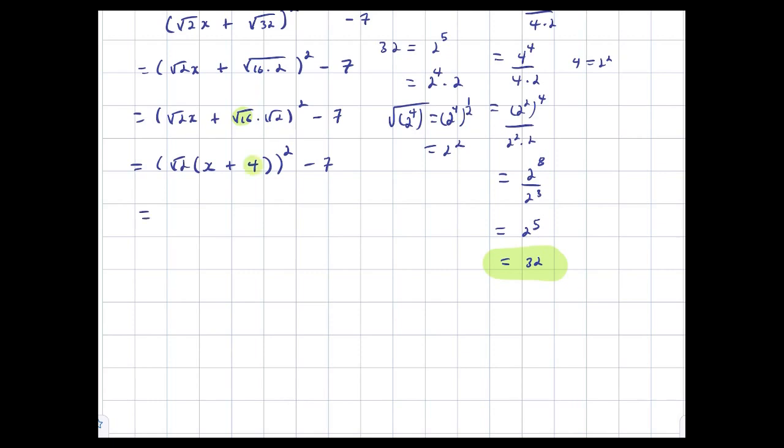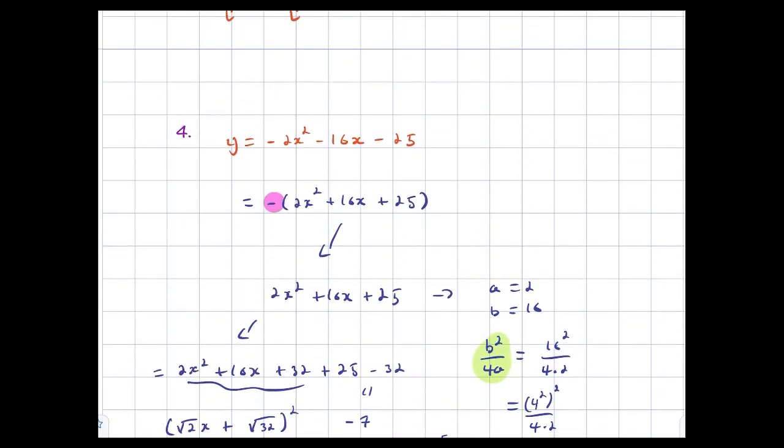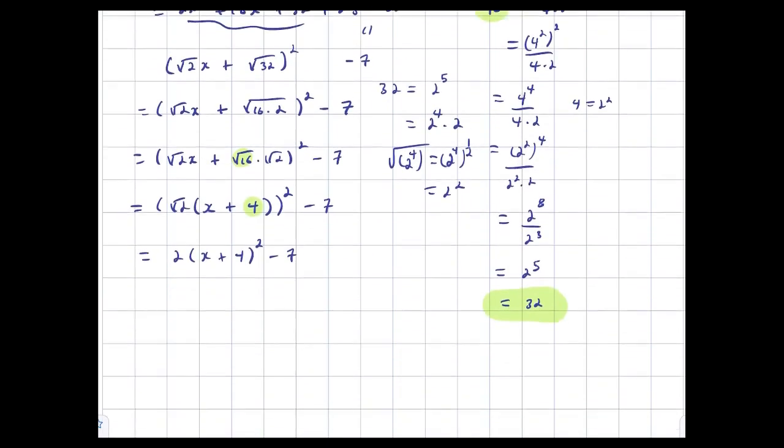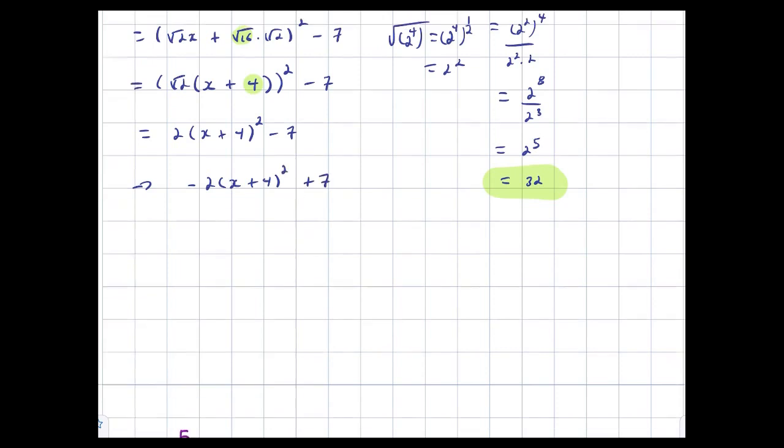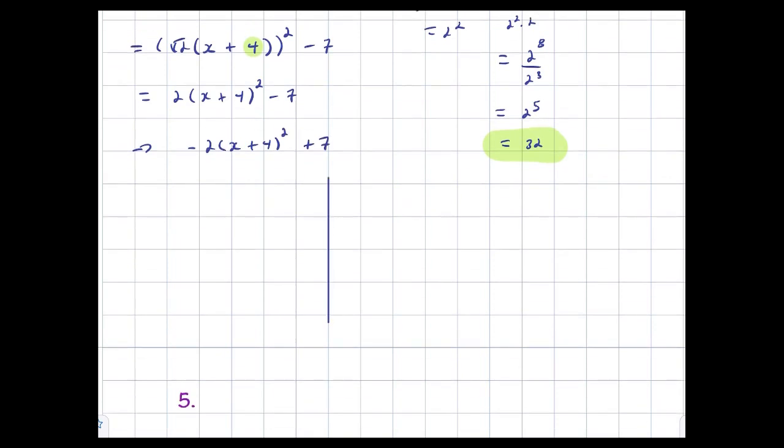And last but not least, I square the root 2, and I get 2 times x plus 4 squared minus 7. And after all that, I can't forget that I factored out a negative 1 up here. So I have to multiply the whole thing by negative 1 and make this negative 2 x plus 4 squared plus 7. And again, now I'll graph it.